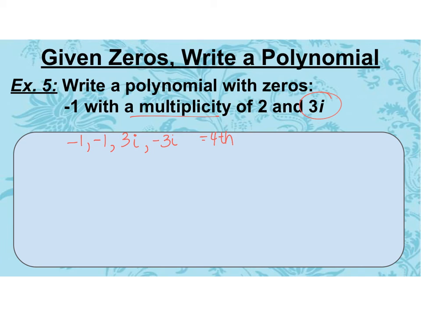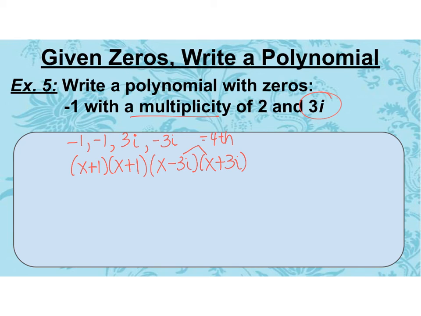Those are my zeros, and I'm going to just work backwards. I'm going to write them in factored form. So I'm going to do x plus 1, remember to change the sign, and then x minus 3i and x plus 3i. Remember to keep your imaginaries together when you're multiplying. Don't do the 1 and the 3i together. It's going to get quite messy.